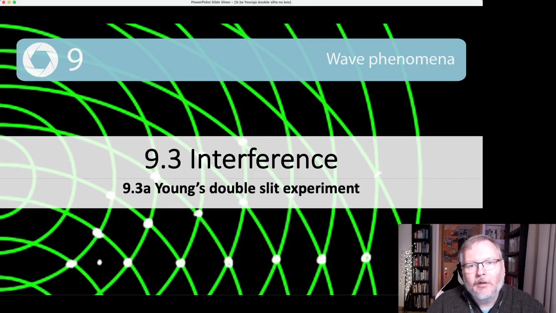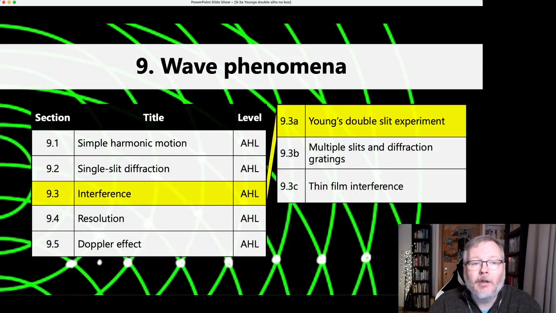Hello. In this podcast, we're going to look at the double slit, moving a little bit on from what we looked at in the core and combining it with work on the single slit that you've recently completed. So this is interference. This is 9.3 from wave phenomena, which we've split into three sections: Young's double slit, which we'll be looking at now. Then we'll go on to look at more slits, diffraction gratings, and thin film interference.